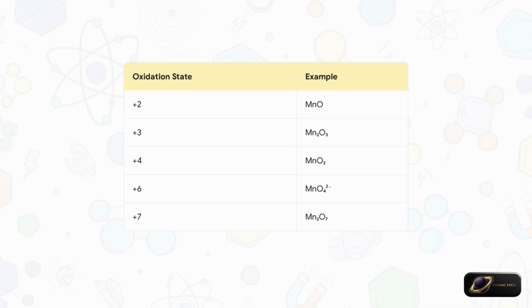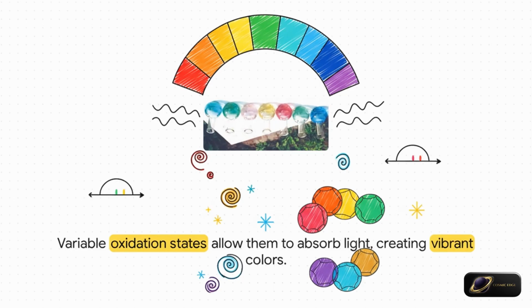This chemical flexibility is a defining feature of the transition metals, and it lets them do all sorts of amazing chemistry. And what's maybe the most beautiful consequence of this versatility? The incredible colors. The ability to have all these different oxidation states means these elements can absorb very specific colors of light, and what we see is the stunning, vibrant color that's left over.